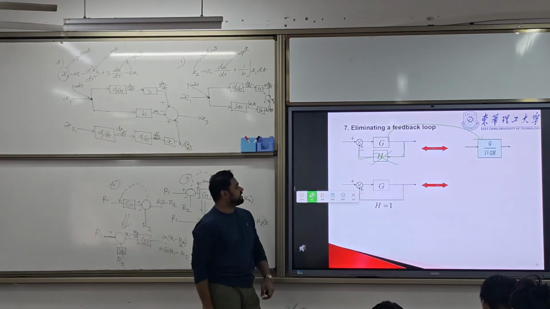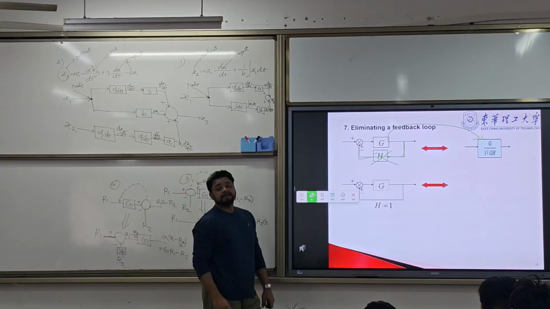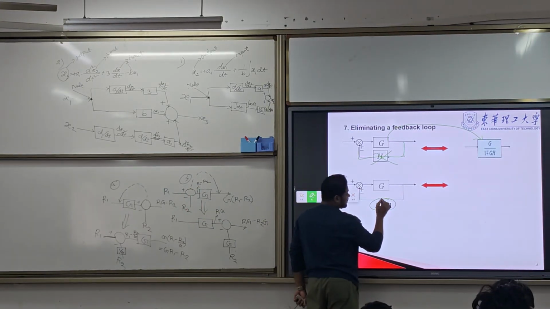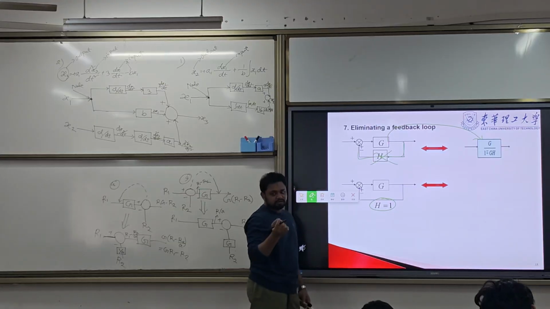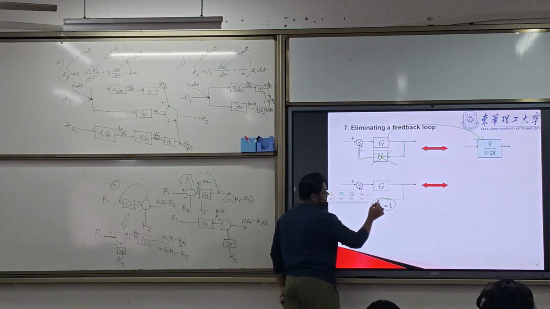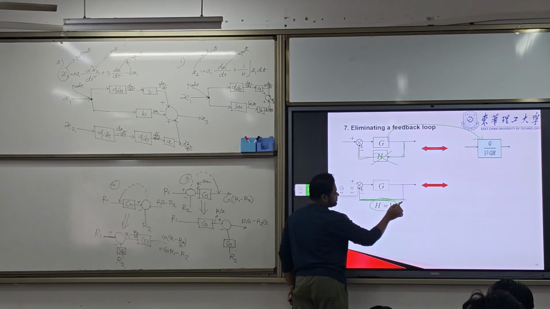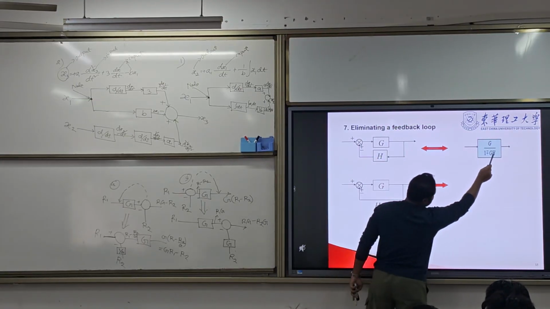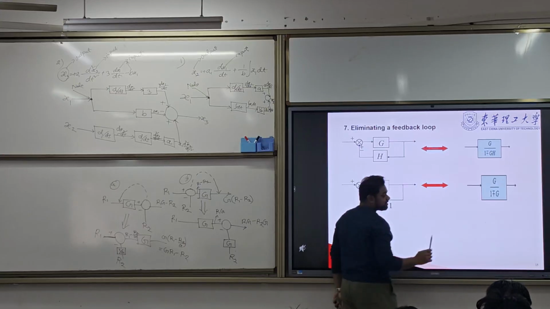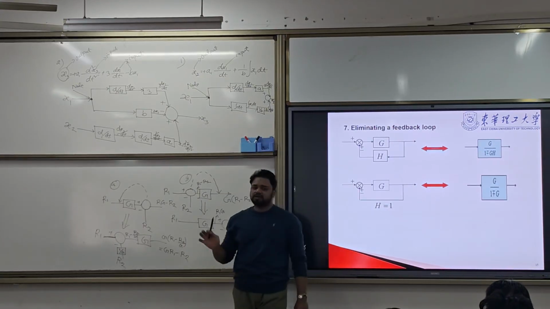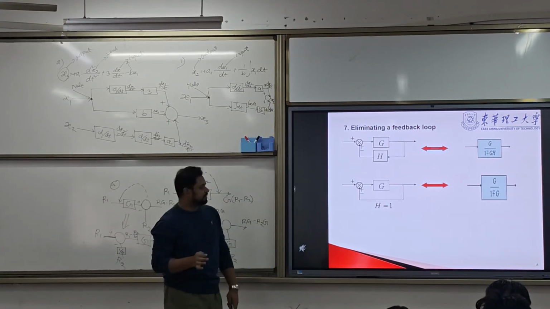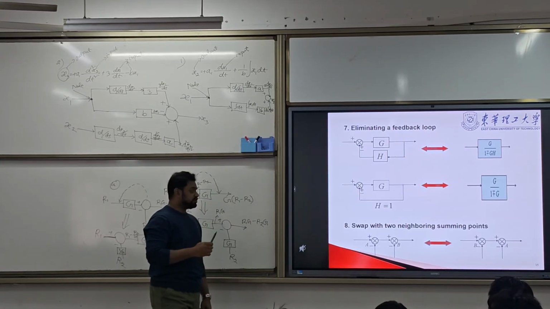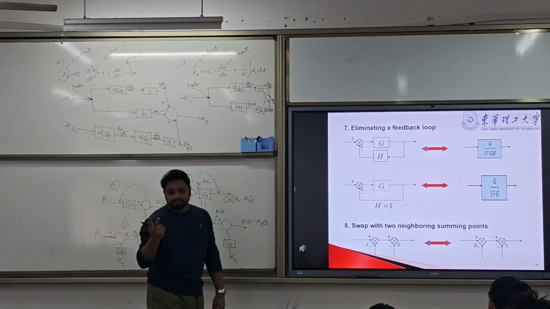So we can eliminate that feedback loop, and if H is equal to 1, the value is 1. So we define it just like this. If it is nothing, then H is equal to 1. So if you put H equal to 1 here, we have G by 1 minus plus G. That's the 7th rule. Now the last rule is if there are 2 summing points.